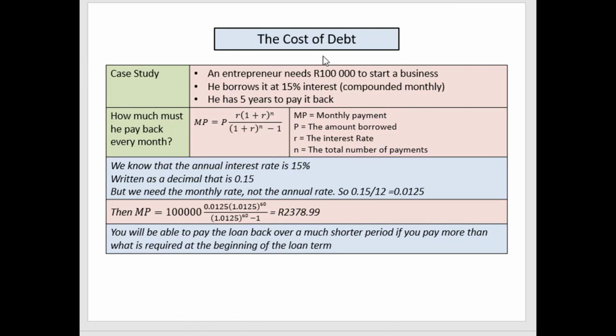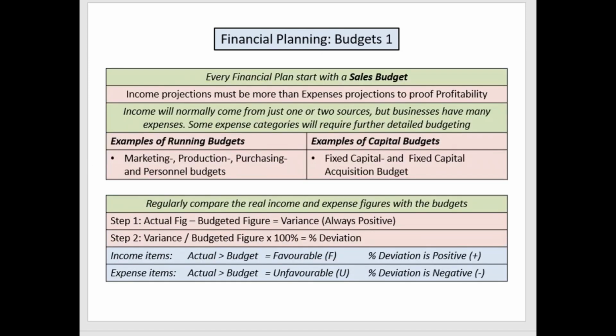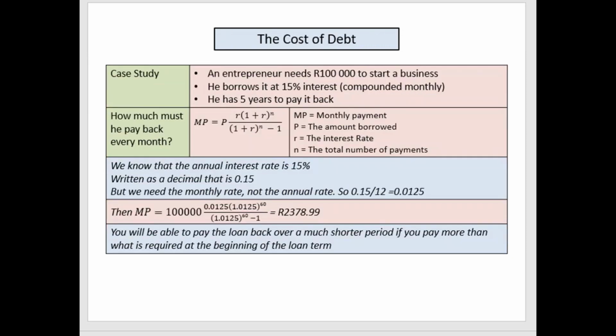Okay, so let's have a look at it. So we are talking about the cost of debt, okay? Because you'll remember when we had a look at this earlier slide, I think it was this one, where we talked about a thing called the fixed capital acquisition budget. Okay, so this slide goes to that fixed capital acquisition budget. So this guy needs 100,000 rand to start the business, and now he's trying to calculate how much it will actually cost him. Okay, so he borrows it at 15% interest, compounded monthly, and he has 5 years to pay.